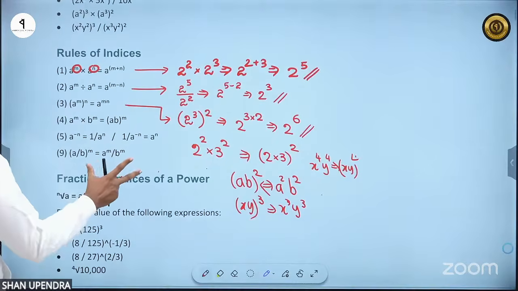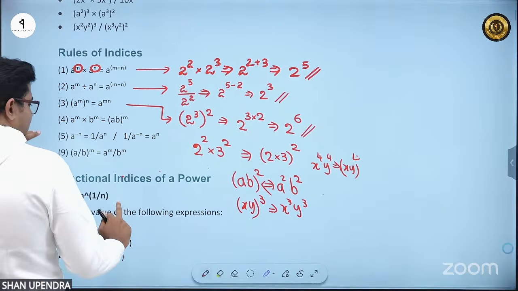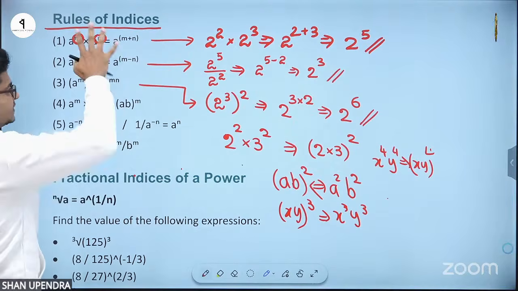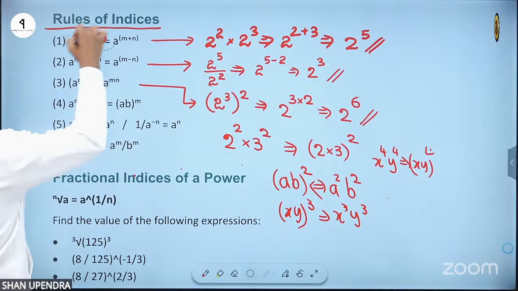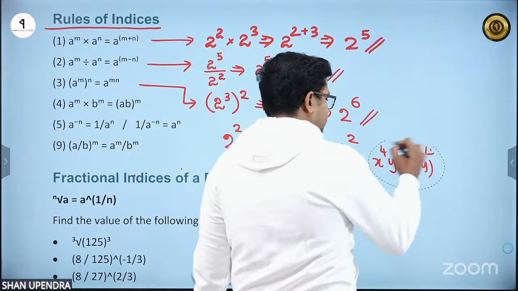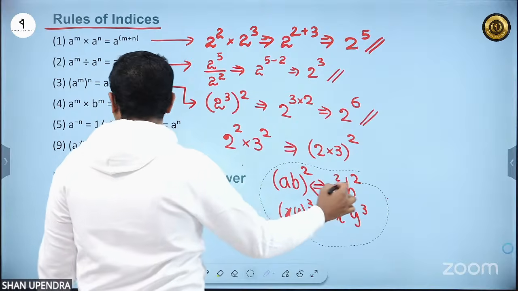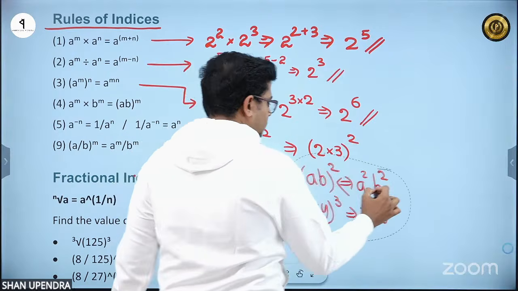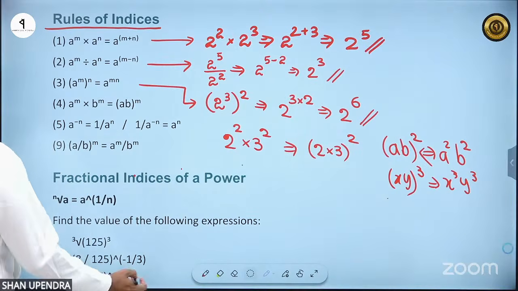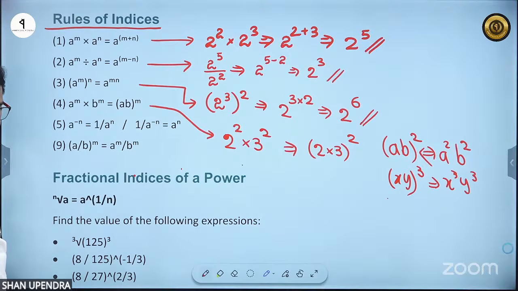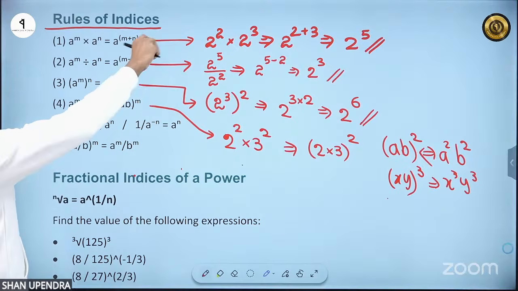Just write the rules. Write down rules of indices. Just take another book or a separate A4 sheet. Write down the heading rules of indices, and put these rules. If you want, you can take an example also. Take an example. Write down these examples up to this one. This is the rule and this is the example.